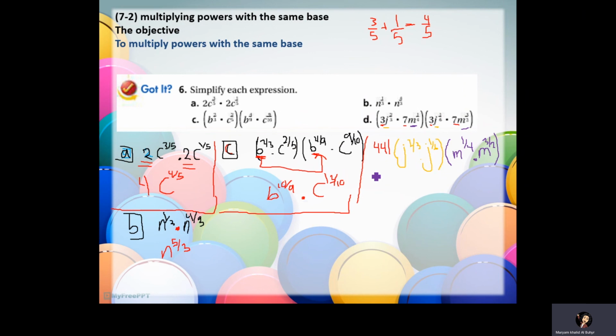Now I have the same base beside each other, and I will add just their powers. So once I add their powers, J to the power, take these, add their powers. You can add them by calculator, or you can add them like the way that I did here. So it will be 5/6. So that is J to the power 5/6 times m to the power 7/4. So that's the idea from the lesson.